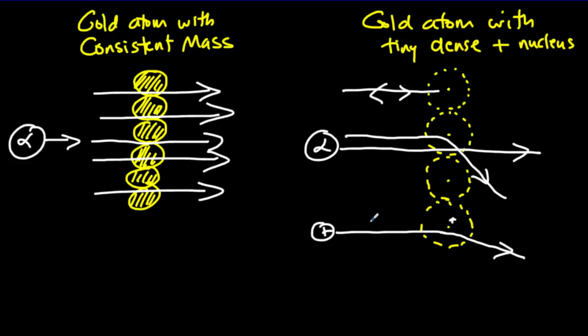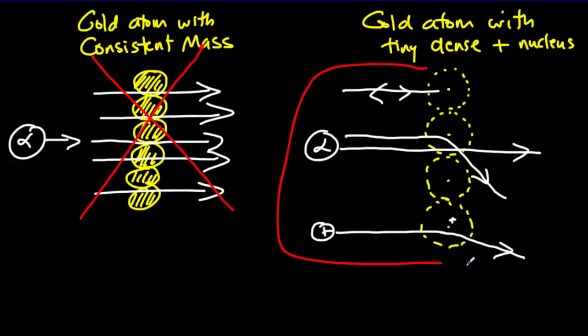And they could analyze that scattering pattern and make a pretty good estimate as to how big a gold nucleus had to be. And when they looked at that scattering pattern, it did not look like this. It looked more like this. So they knew the gold atom had to have a very dense, very tiny, positively charged nucleus.